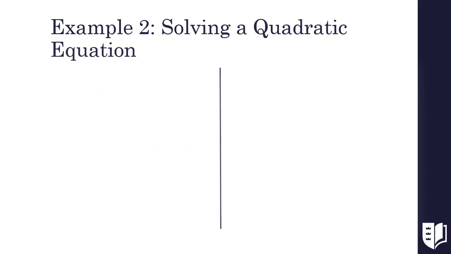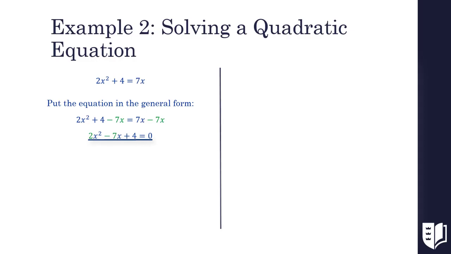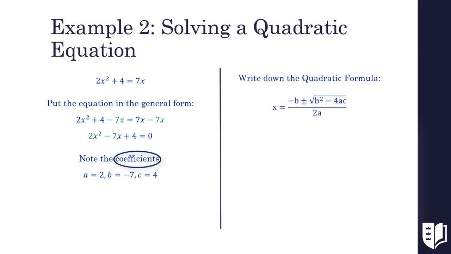Let's try another example using a different method. We're given the equation 2x squared plus 4 equals 7x. Since we have a linear term, we need to put our equation in standard form, regardless of what method we use. We subtract 7x from both sides to produce 2x squared minus 7x plus 4 equals 0. Since we have a leading coefficient other than 1, let's use the quadratic formula. First, we set our numerical coefficients equal to their letter counterparts. Here, a equals 2, b equals -7, and c equals 4.